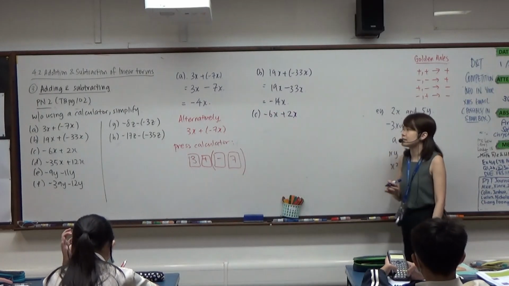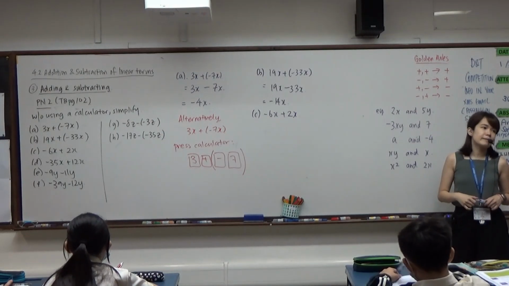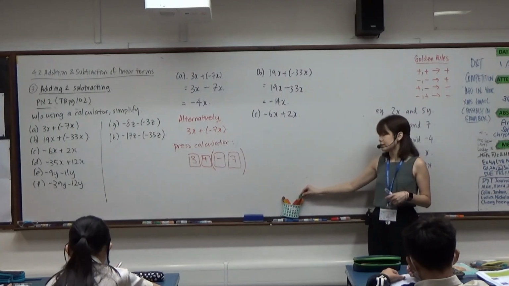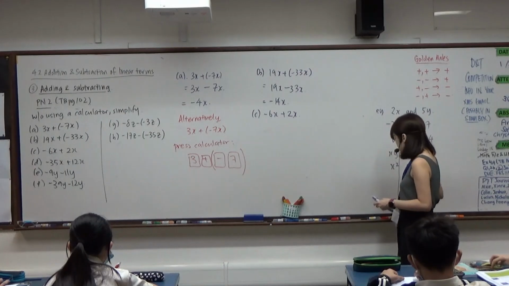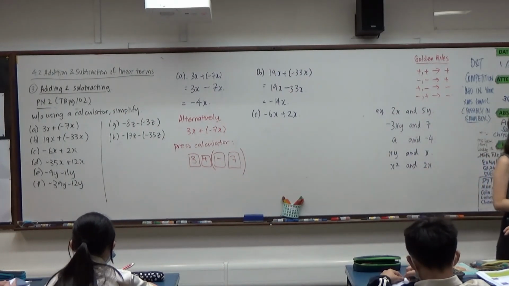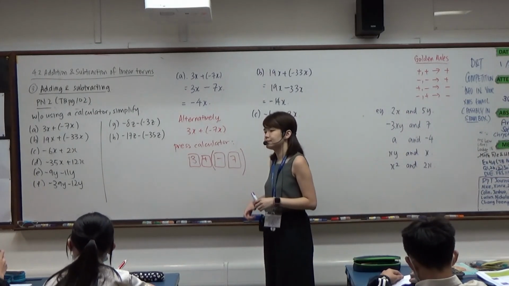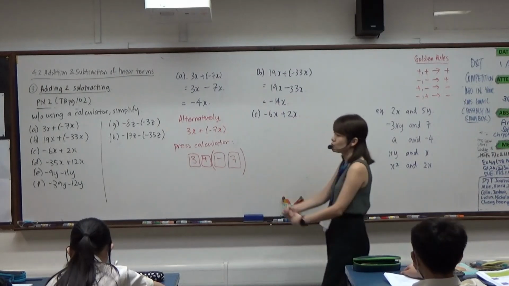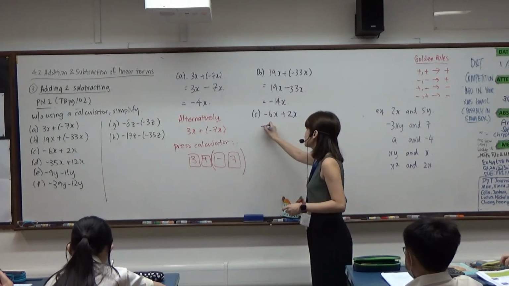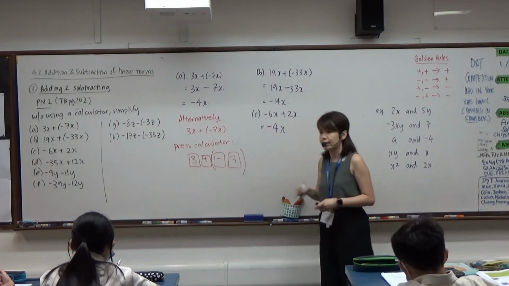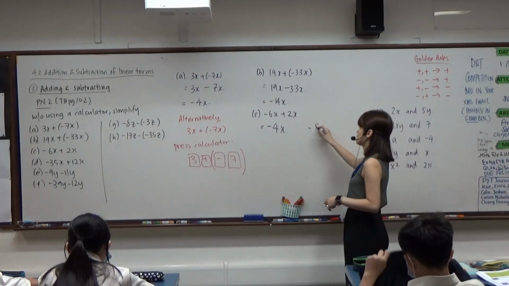Now what about negative 6x plus 2x? Okay? What should our answer be? What do you think? Let's see. Matthias, what do you think negative 6x plus 2x should become? Negative 6 plus 2, what do you get? Negative 4. Okay, so Matthias said negative 4, but we must put the x now. Okay? Do we agree? Why not negative 8x?